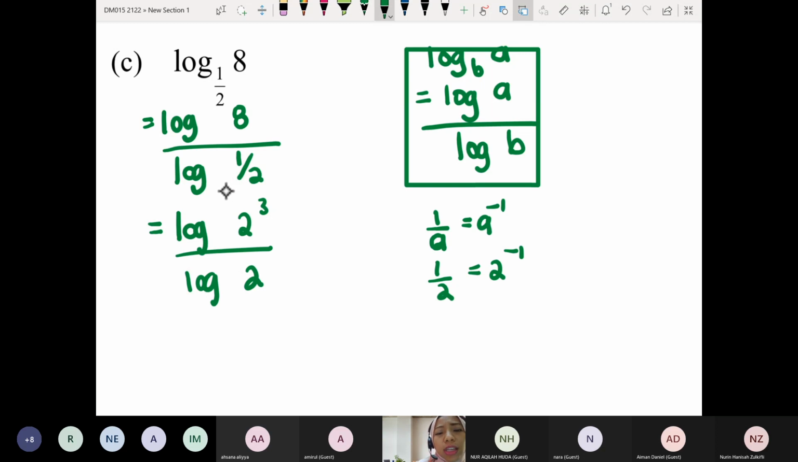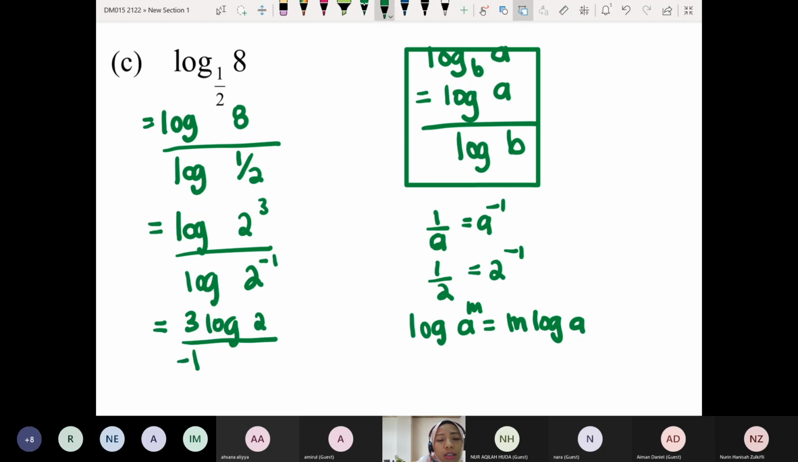So 1 over 2 can also be written as 2 to the power of negative 1. And then you see there is something you can cancel later on, but before that you have to use the property log A to the power of M is also equal to M log A. So M you bring to the front. So 3 log 2 over negative 1 log 2. Then only you can cancel top and bottom. That will result in negative 3.